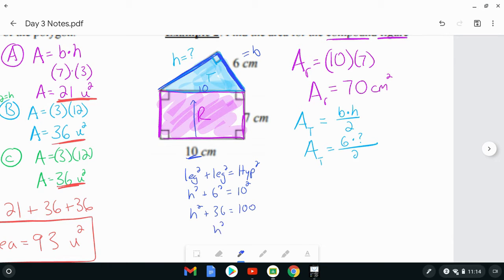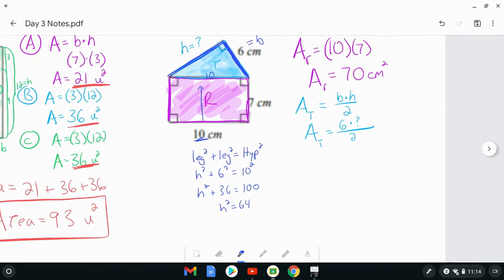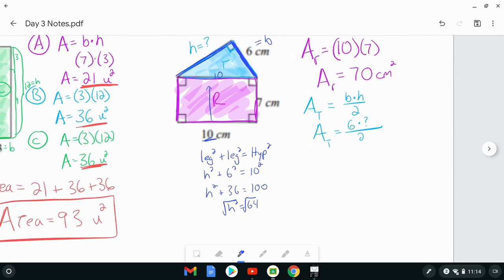Going through the process, h squared equals 64. Take the square root, just like we did in the past, and h would have to be 8. Now we can plug that in for that third side, and it gives us the height. If we plug that in, now we can use the area formula. You get 48 over 2, which is just 24 centimeters squared.